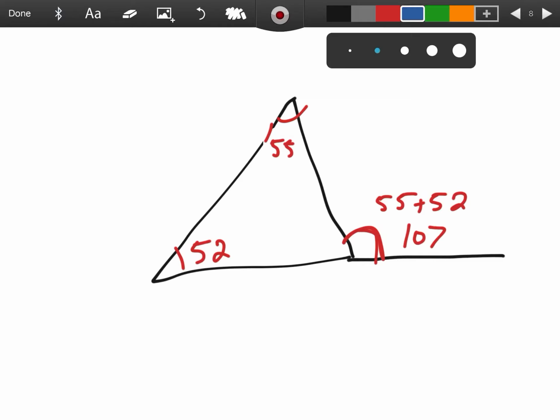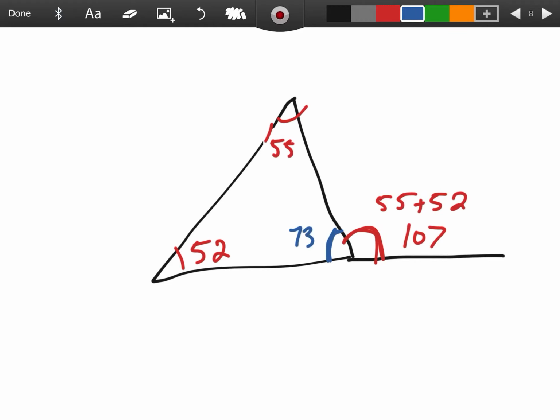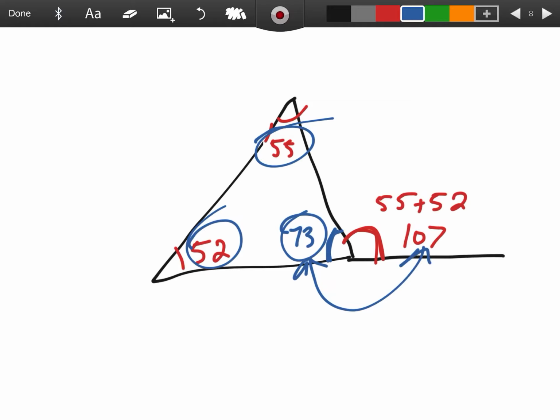And again, that makes sense because we know that that angle is supplementary with this angle. So this angle would have to be 73. And then if you add these three together, they have to add up to 180. The same way as if you just added these two together, they would have to add up to 180. So that's where the triangle exterior angle theorem comes from.